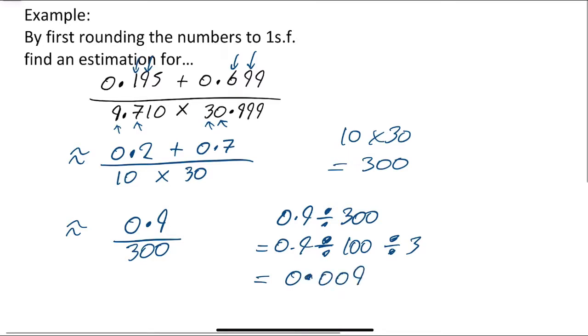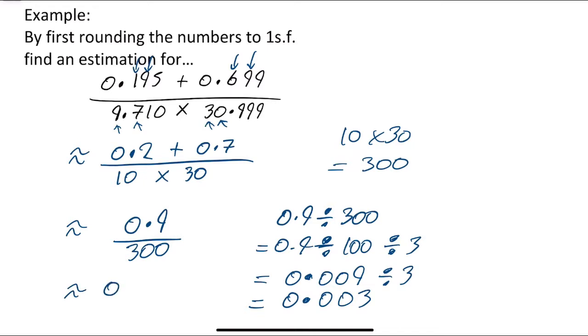So that is going to become 0.009 when you divide your 0.9 by 100, and then we still have to divide by 3. So 3 goes into 0, 0 times, put your decimal point in, 3 goes into 0, 0 times, 3 goes into 0, 0 times, 3 goes into 9, 3 times. So your answer, the whole thing, is approximately equal to 0.003, and that is you done.